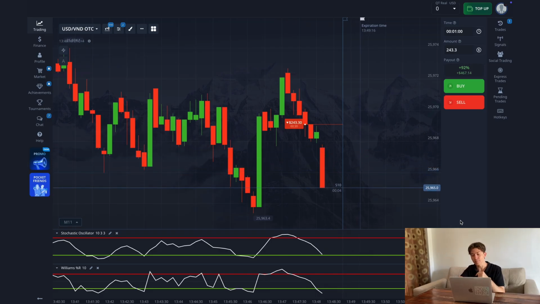Then we see a clean pullback, candles start closing lower, the structure shifts and price begins rotating into a downside move. In this picture, the scenario looks logical and I expect the correction to deliver.